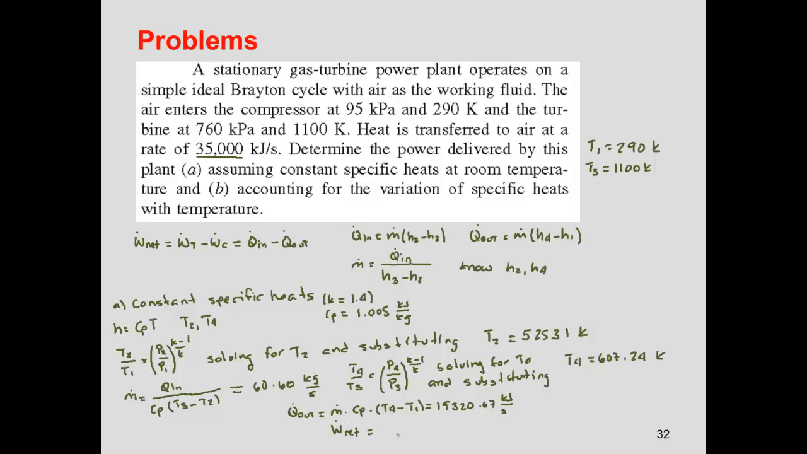So finally, W net will be Q in minus Q out, which will lead to 15,679.32. So this is our first answer. We mark it.